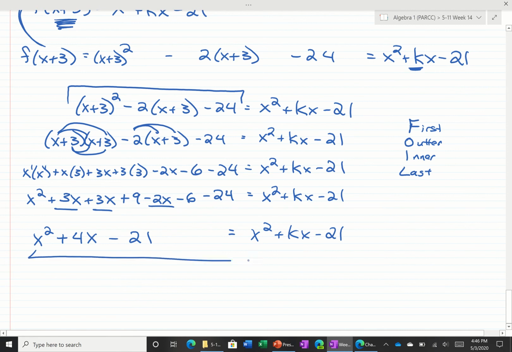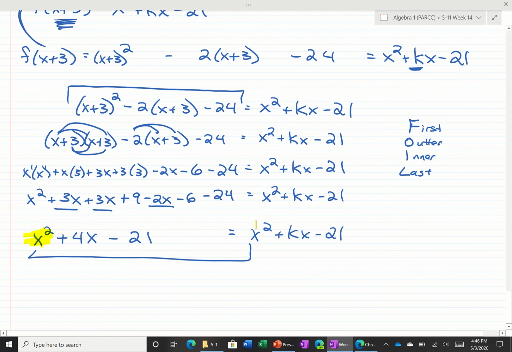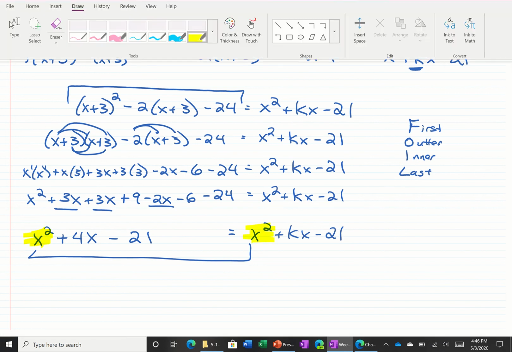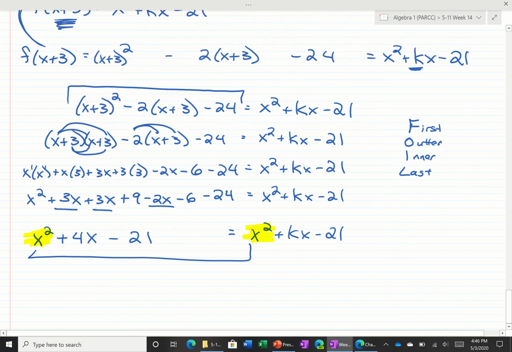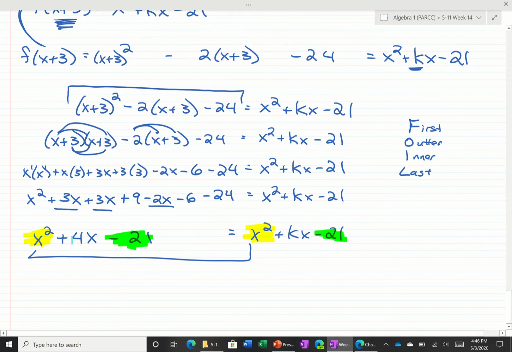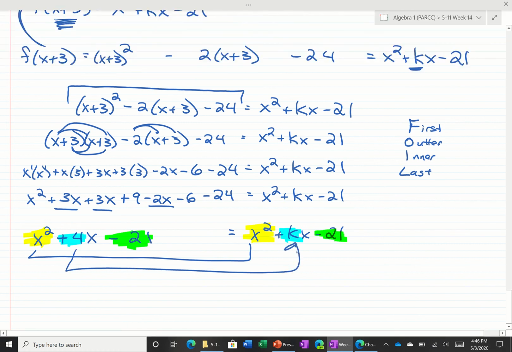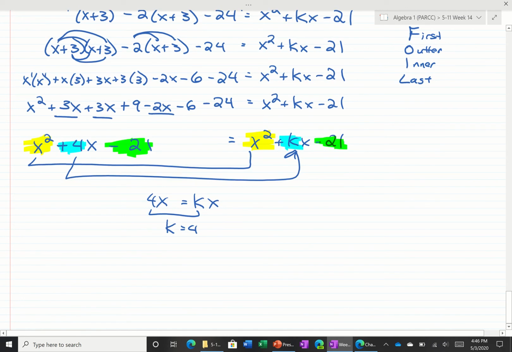Alright, well these look like the same thing, x squared and x squared. Looks like the 21s are the same. Minus 21 and minus 21, which means that 4x and kx are the same thing. So we could easily see that 4x has to equal kx, so that means that 4 and k are the same. K would be 4. That's how we would answer part A.